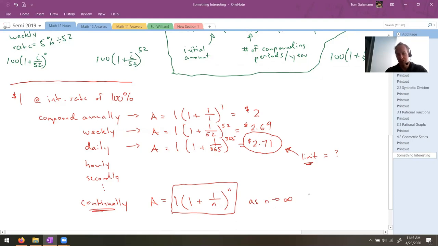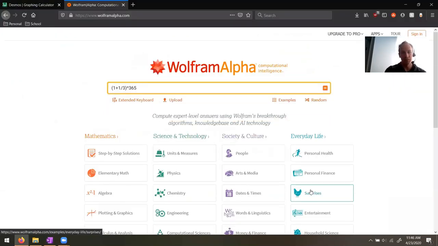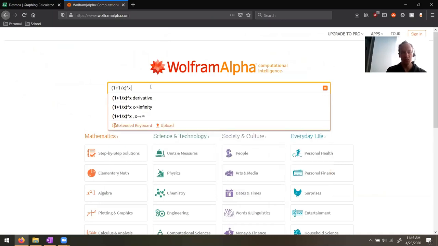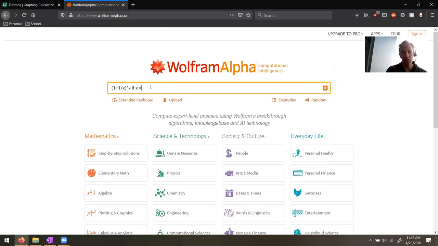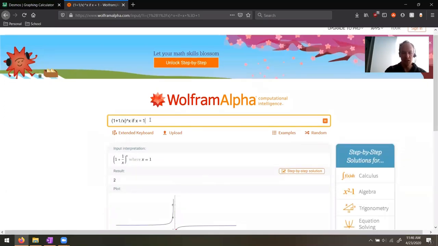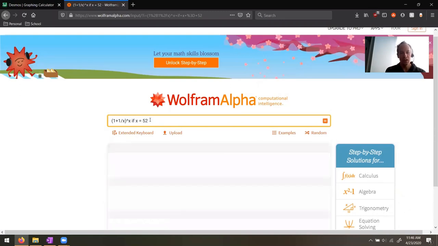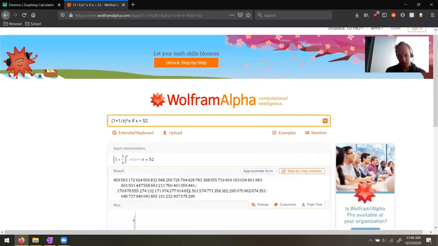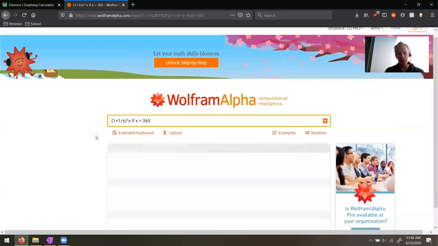So your assignment is the following. Go to Wolfram Alpha, type in something like this. The beauty is here, you can type in this equation, and you can say that if x equals something, you can play around with different numbers. If x is 1, like one compounding period, you can calculate that, and you're going to get the number 2, which is what we calculated. You can say if x is 52, you can then calculate, okay, well, we're getting some weird fractions, so that's not really super handy. But 365, you can define whatever you want x to be.